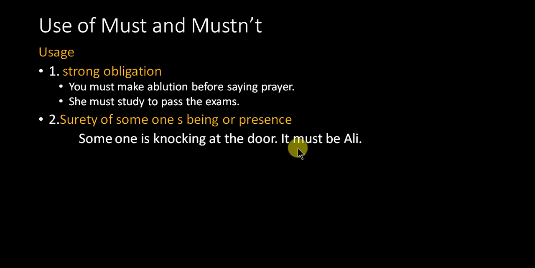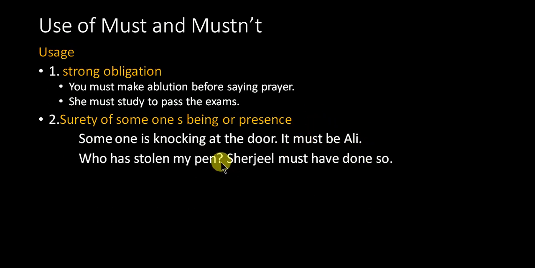You are sure, okay. There is some situation because of which you know very well that it must be Ali. You are sure that the person who is knocking at the door is Ali, so you will say it must be Ali, it must be Ali who is knocking at the door. Understand? You are sure that Ali is knocking at the door. So to express your surety, you will use the word must.